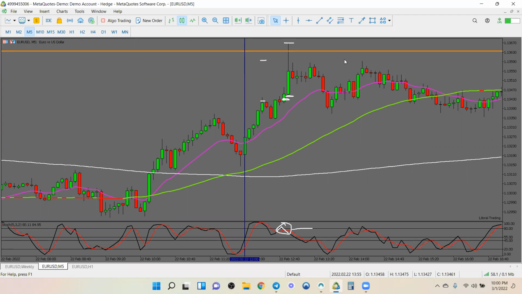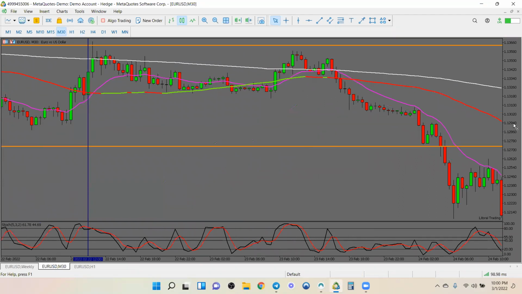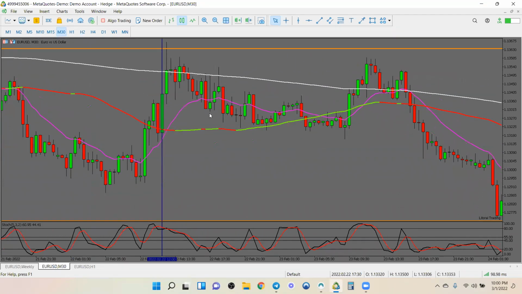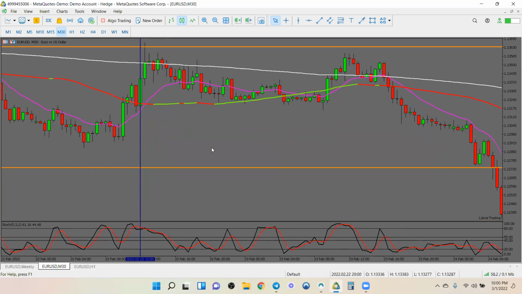Okay. So we have that. We know that this is a 22 pip stop loss. All right, let's go to your 30-minute, and let's find that same area. Right here.